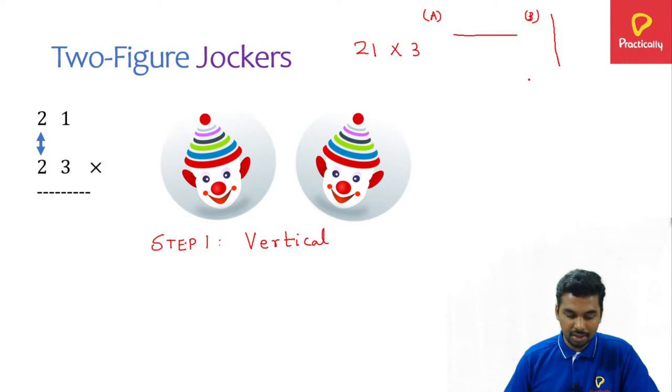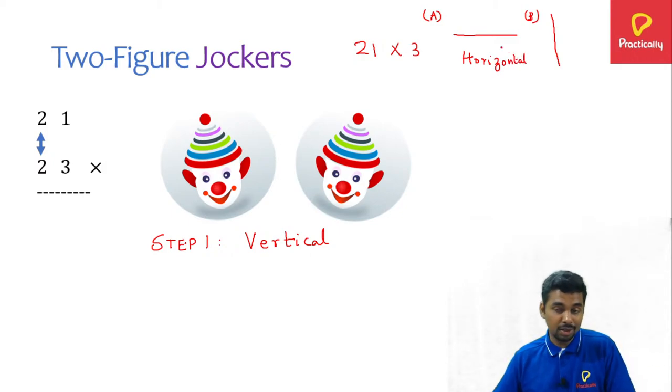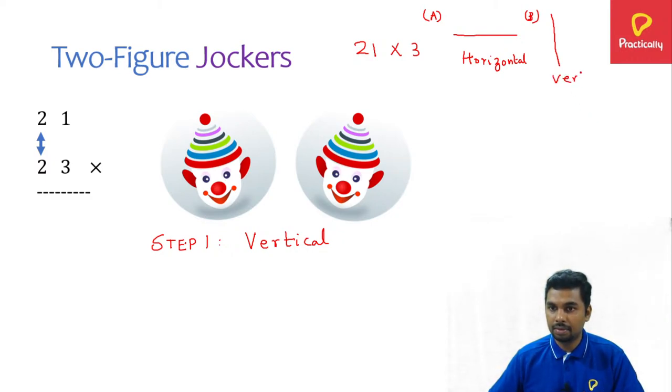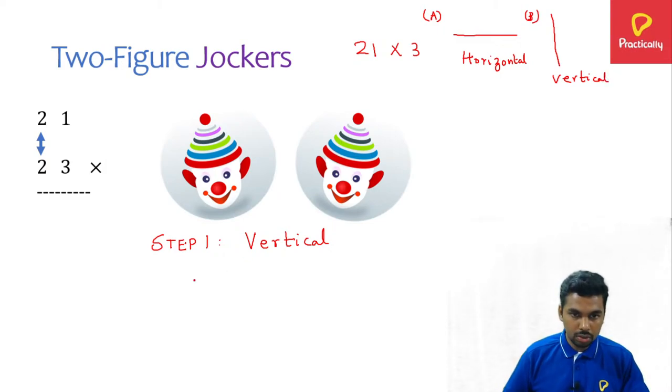Oh, Amar says it's A. Somebody else says it is B. So this is horizontal. I think everybody is viewing your video correctly. So as far as I have drawn in the slide, this is horizontal. For example, your bed is a horizontal thing, whereas your cupboard is vertical. So step one, while you do two figure joker multiplication, you can call it the vertical step, vertical multiplication.